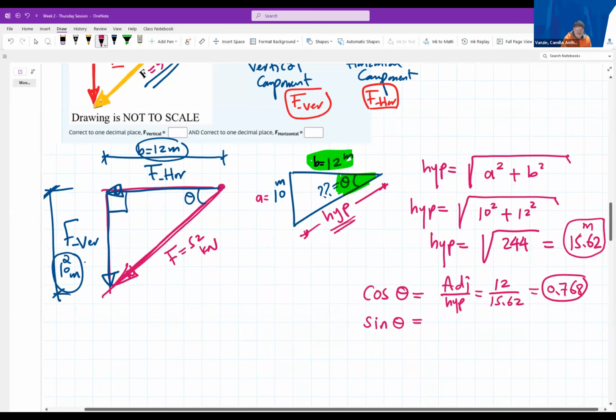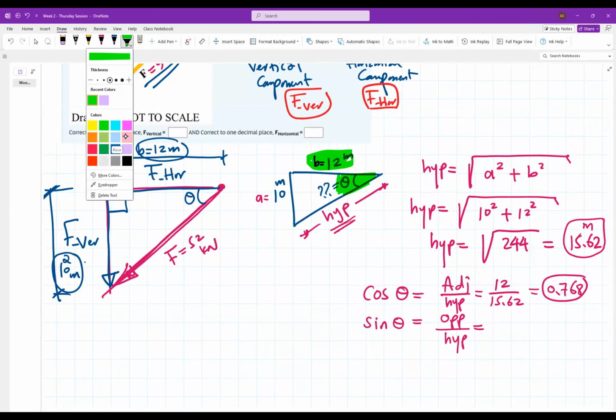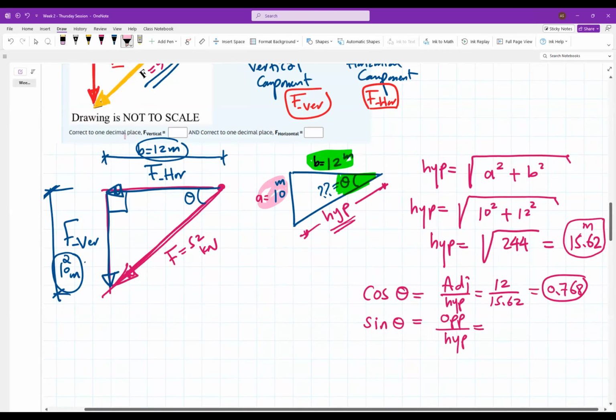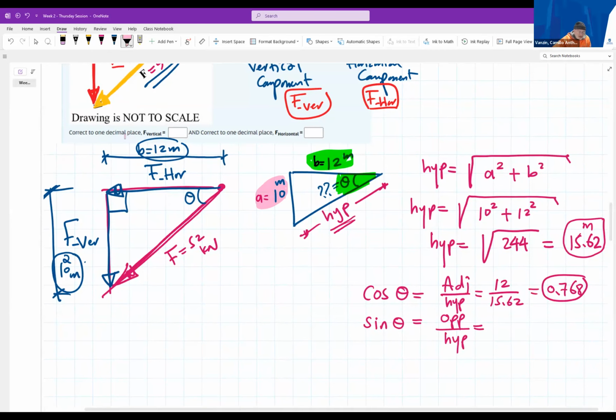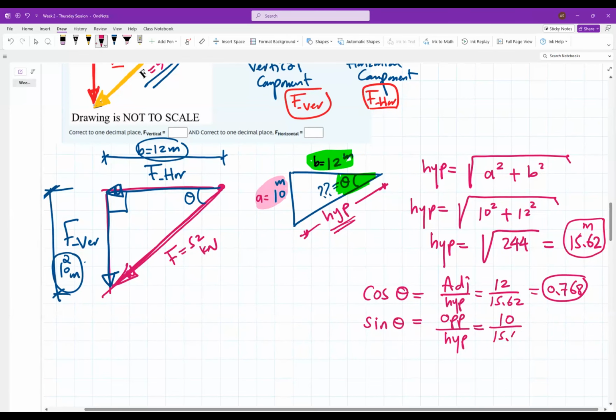If I ask you what is sine theta? Opposite over hypotenuse. Yeah, opposite over hypotenuse. What is the opposite? Opposite is 12. No, 10. So opposite is 10. So it will be 10 over 15.62. So it becomes 0.64. So this is sine and cosine.